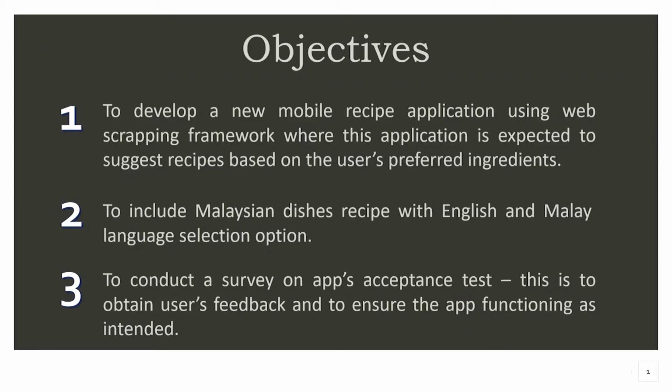Based on the problems we have mentioned in previous slides, we came up with three objectives. First is to develop a new mobile recipe application using a web scraping framework, where this application is expected to suggest recipes based on the user's preferred ingredients. Second, to include Malaysian dishes recipes with English and Malay language selection options, and finally to conduct a survey on app acceptance test. This is to obtain users' feedback and to ensure the app is functioning as intended.